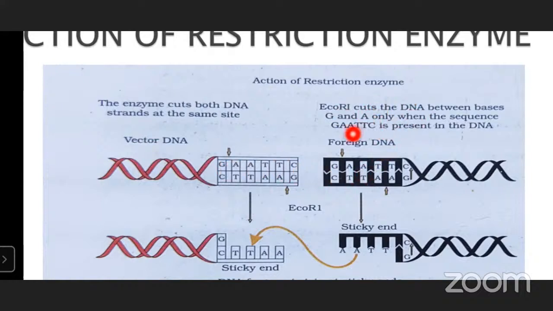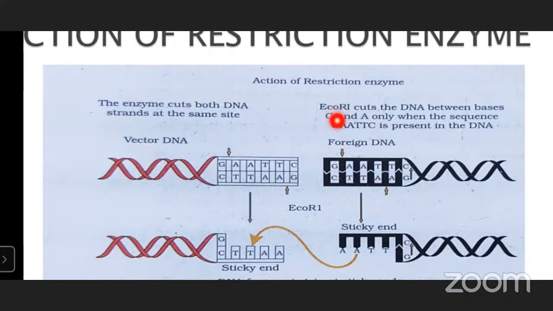So this is the foreign DNA molecule, which is isolated from an organism with desirable genes. Desirable genes means it has a unique character. It is either disease resistance capacity or high yielding capacity or insect resistant, pest resistant capacity. So EcoR1 is one type of restriction enzyme which cuts the DNA between the bases G and A only. G and A is the recognition sequence for the EcoR1 enzyme.